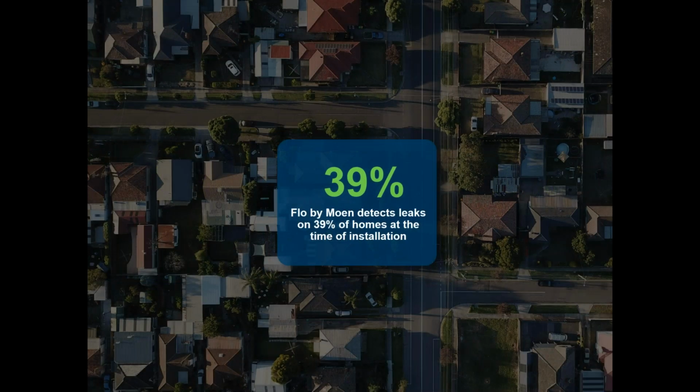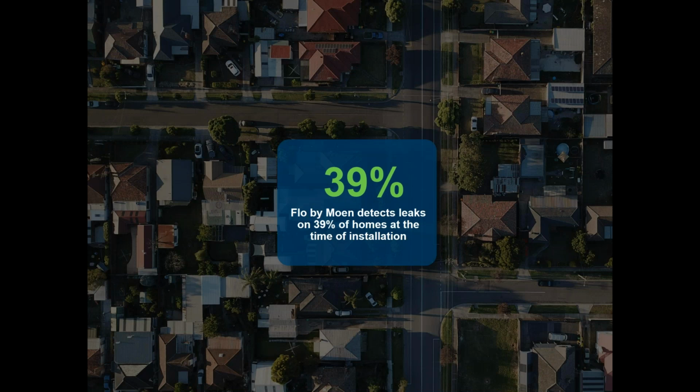So this is exactly what Gabe is talking about. 39% of homes have leaks. When Flo gets installed, as Gabe talked about earlier, we run what we call a health test immediately, and that is able to identify leaks anywhere downstream of the device. So in homes where we install Flo, 39% of them are seeing a leak detected from day one.